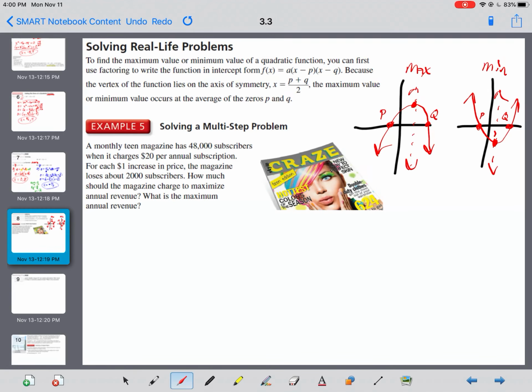Okay, so how does math apply to the world? Here's a good real world situation that we can look at. Okay, so first we need to figure out what our variables are. Okay, so let's define some stuff. Let's say that X is equal to the price increase. X equals the price increase.